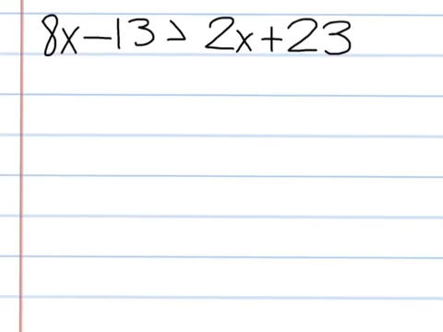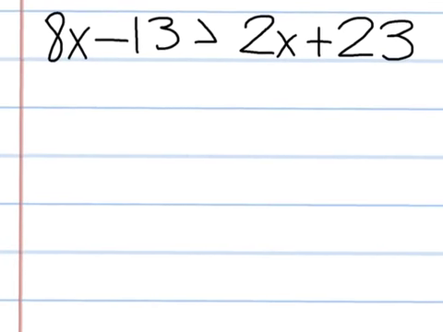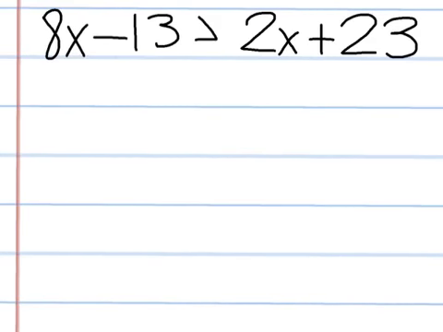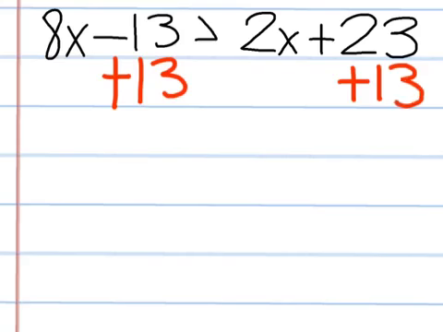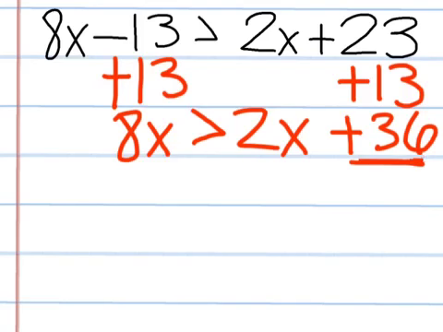Okay, for example number 2, we have 8x minus 13 is greater than 2x plus 23. Remember, we want our x's on one side. What do we want to do to get our x's on one side? We're going to have to move our numbers. We can go ahead and add 13 first, that's fine. By moving our 13 to one side first, we get 8x on the left and 2x plus 36 on the right.